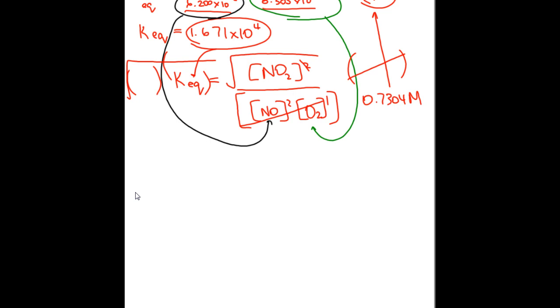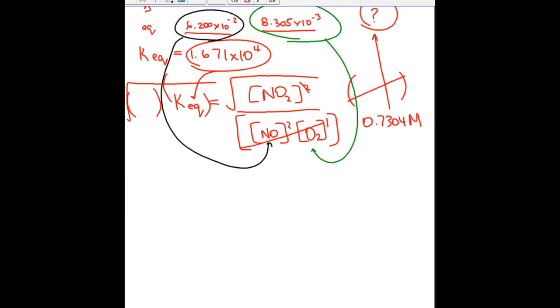For letter B, all it's asking is the same exact thing. The only difference being that the K equilibrium, instead of being 1.67 times 10 to the power of 4, this number here is actually equal to 1.315 times 10 to the power of negative 2. And we're still finding the concentration of NO2. And what we should find for the concentration of NO2 is 6.479 times 10 to the power of negative 4.